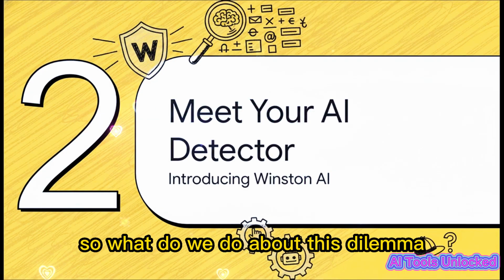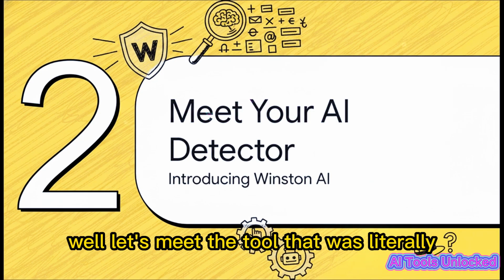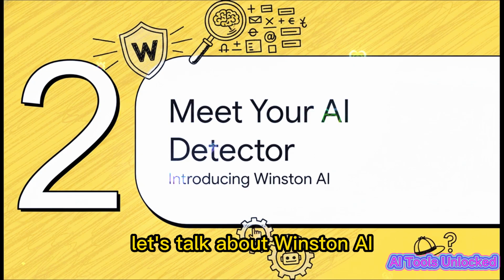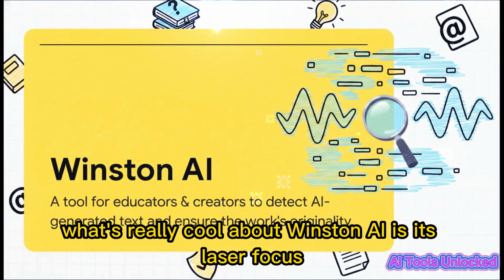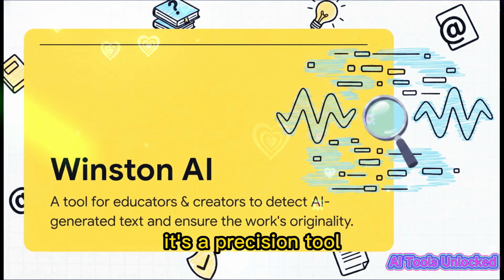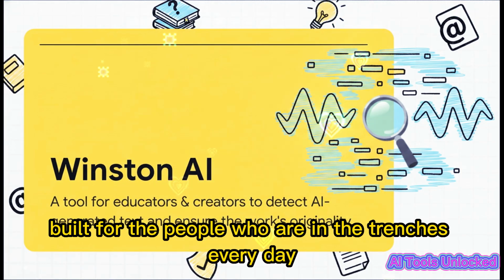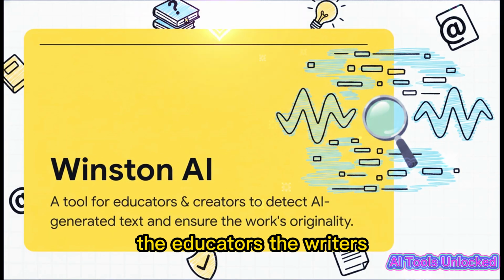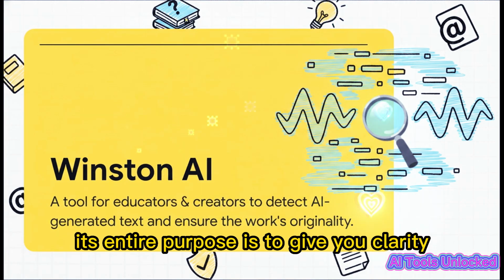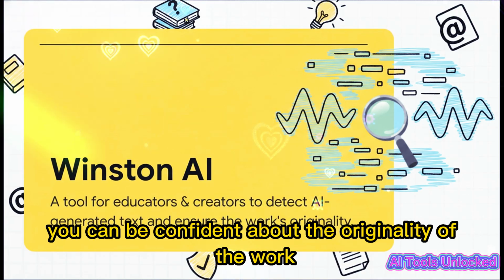So, what do we do about this dilemma? Well, let's meet the tool that was literally built to solve this problem. Let's talk about Winston AI. What's really cool about Winston AI is its laser focus. This isn't some clunky do-everything scanner. It's a precision tool built for the people who are in the trenches every day, the educators, the writers, the content pros. Its entire purpose is to give you clarity so you can be confident about the originality of the work you're looking at.